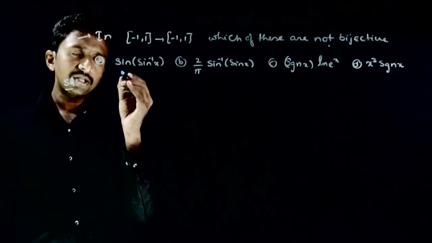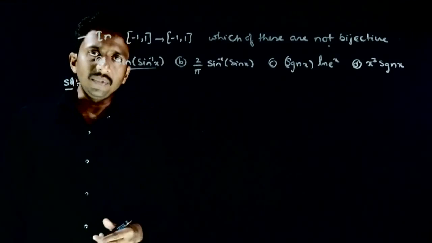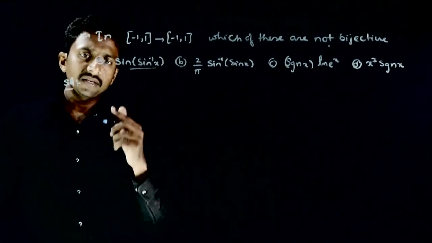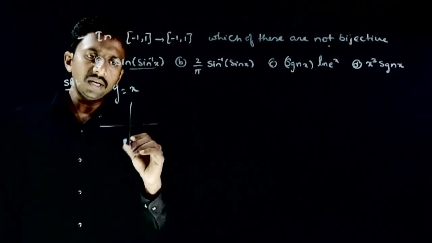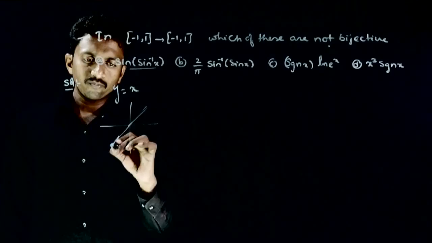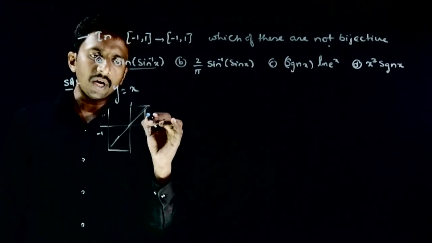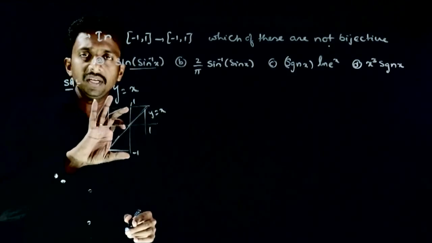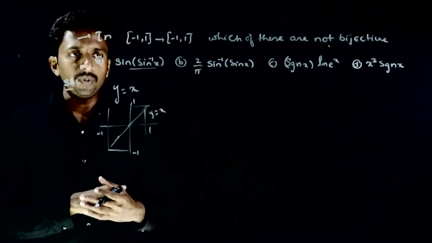So first, let us draw the graph of sine inverse x. So x -1 और 1 के बीच में है तो sine inverse x is always equal to x. So this is nothing but y is equal to x, between -1 and 1. So -1 और 1 के बीच में, if you draw the graph of y is equal to x, -1 और 1 के बीच में the whole codomain is covered. So 1-1 भी है, onto भी.